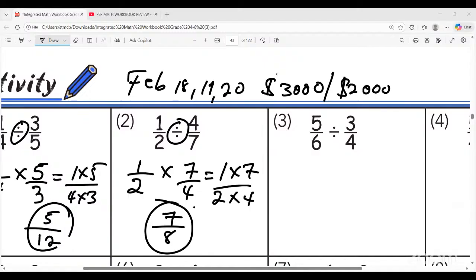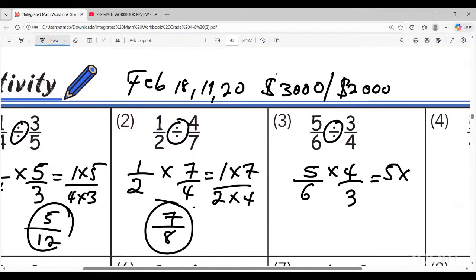Alright, guys. So we have 5 over 6. Change the division sign to multiplication and reciprocate. So now we have 5 times 4 and 6 times 3. So 5 times 4 is 20 and 6 times 3 is 18.